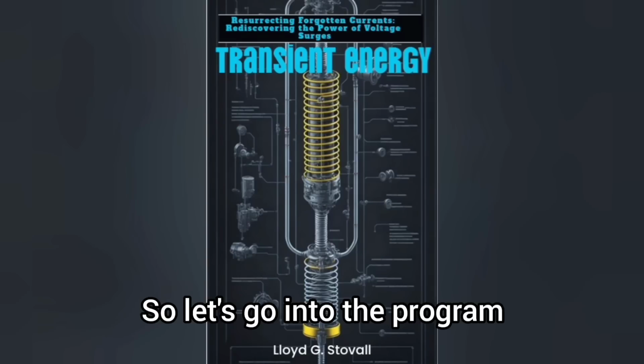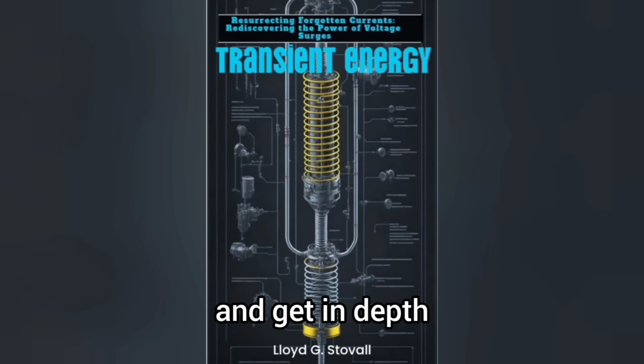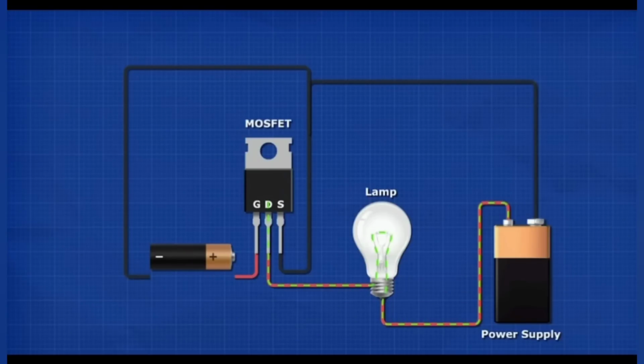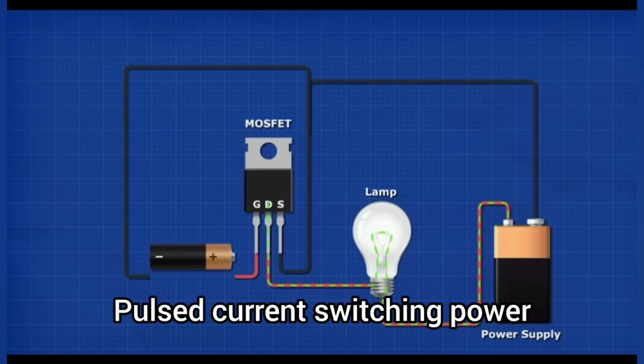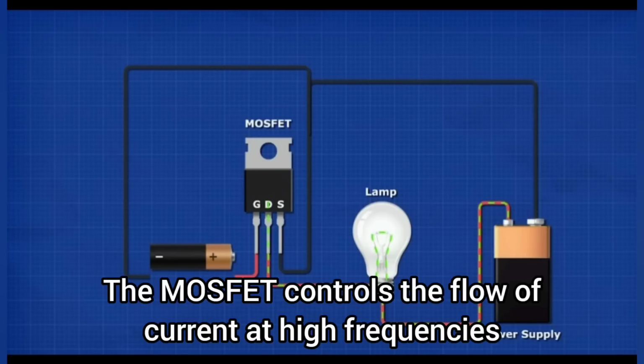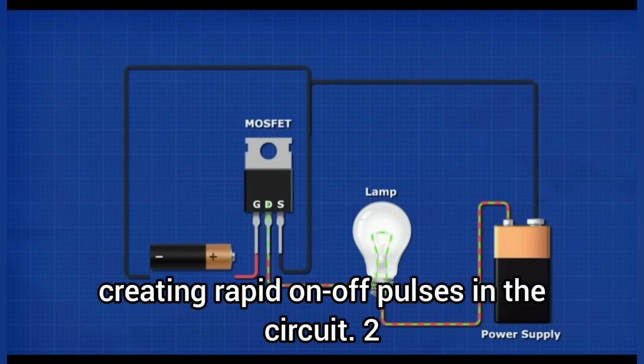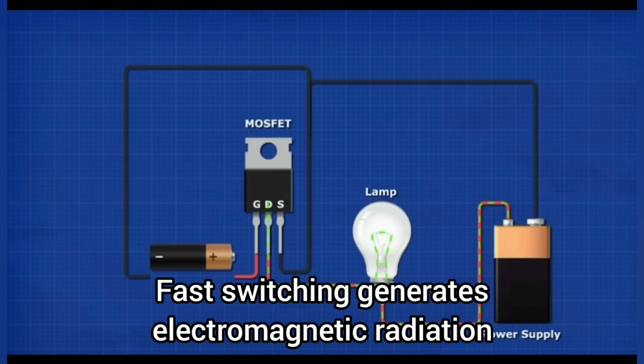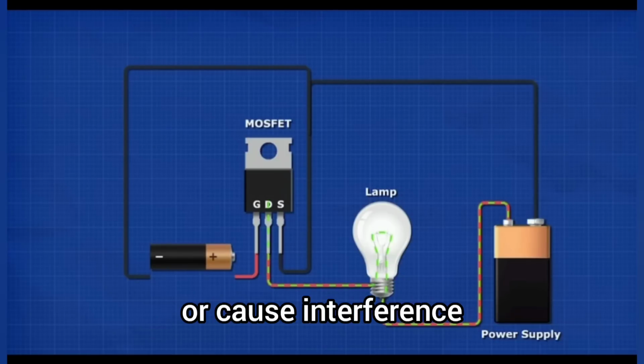So let's go into the program and get in depth. If you switch a MOSFET at high speeds, it produces: 1. Pulsed current, switching power. The MOSFET controls the flow of current at high frequencies, creating rapid on-off pulses in the circuit. 2. Electromagnetic waves, EMI and RF energy. Fast switching generates electromagnetic radiation, which can be captured or cause interference.